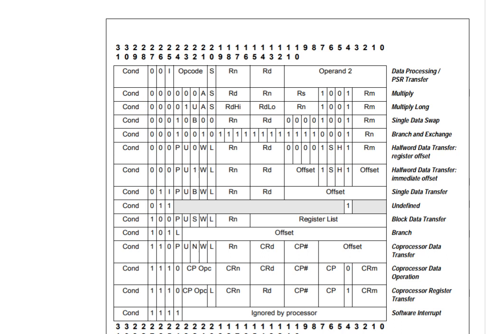For instance, how do we distinguish an LDR/STR instruction from a data processing instruction? How about a load store multiple instruction? How do we distinguish it from either of the other two? And then answer the same question for branch and software interrupt.